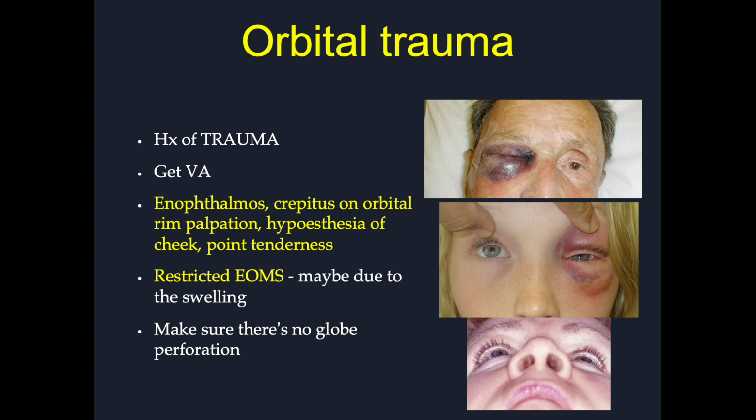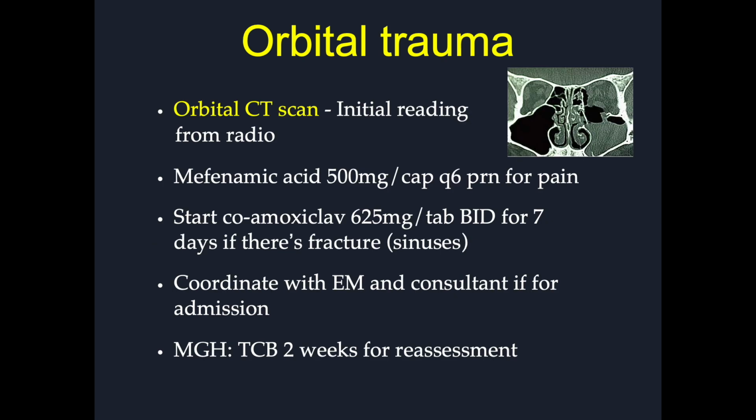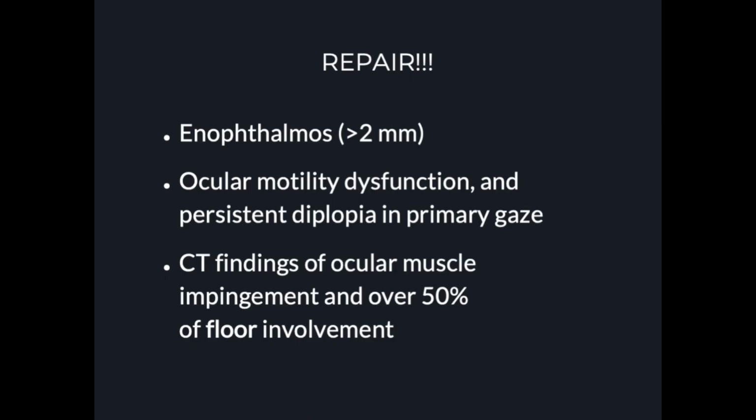And once you're done with all those measures, then a CT scan might be appropriate to prognosticate and see the involvement of any possible fracture. What walls are involved? Usually it's the orbital floor. Most of the time, orbital floor fractures can be observed, but there are cases where surgery might be indicated. It's when enophthalmos is greater than 2 millimeters, if there's diplopia that's persistent in primary gaze, or the CT scan findings show an involvement of 50% of the floor, or those cases where an ocular muscle is being impinged. If that's the case, then you need to schedule for surgery.